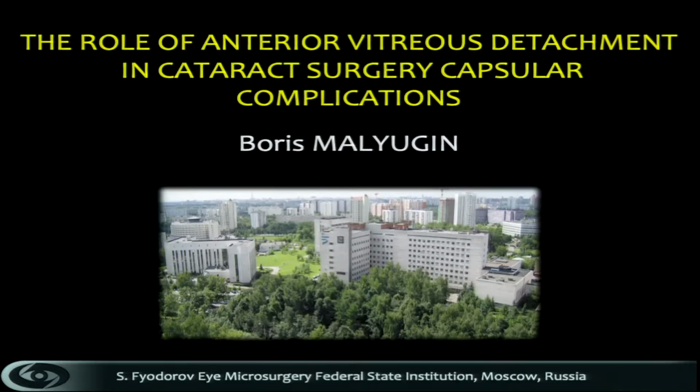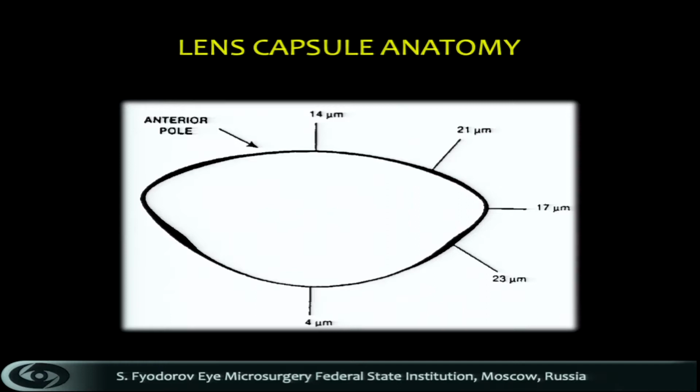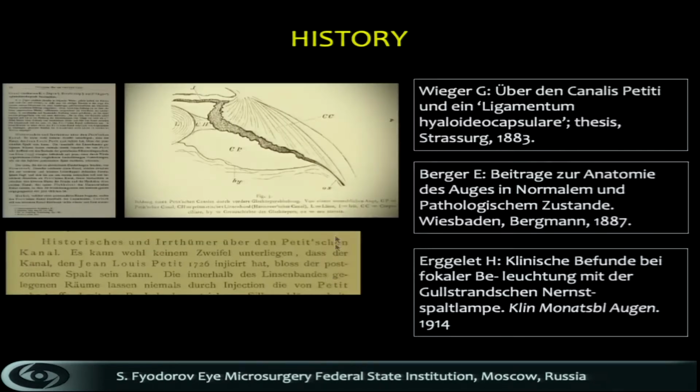It's my pleasure to be here with you today and share some of our latest research on the role of anterior vitreous detachment for cataract surgery complications. So we do remember the lens capsule anatomy, and we know that the thinnest portion of the capsule is in the posterior segment, and it's 4 microns. We also know that the anatomy of the posterior surface of the lens and its interrelation to the anterior surface of the vitreous body is quite complex.